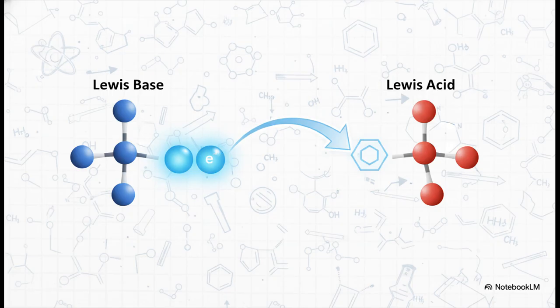The Lewis model is all about the movement of negative charge, a pair of electrons. The base donates the pair, the acid accepts it. This simple idea covers a massive range of reactions that the other theories just couldn't touch.